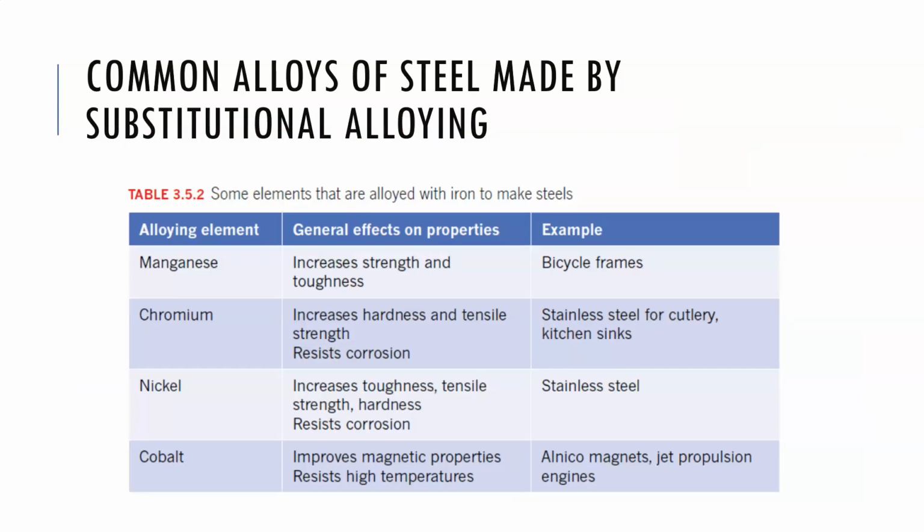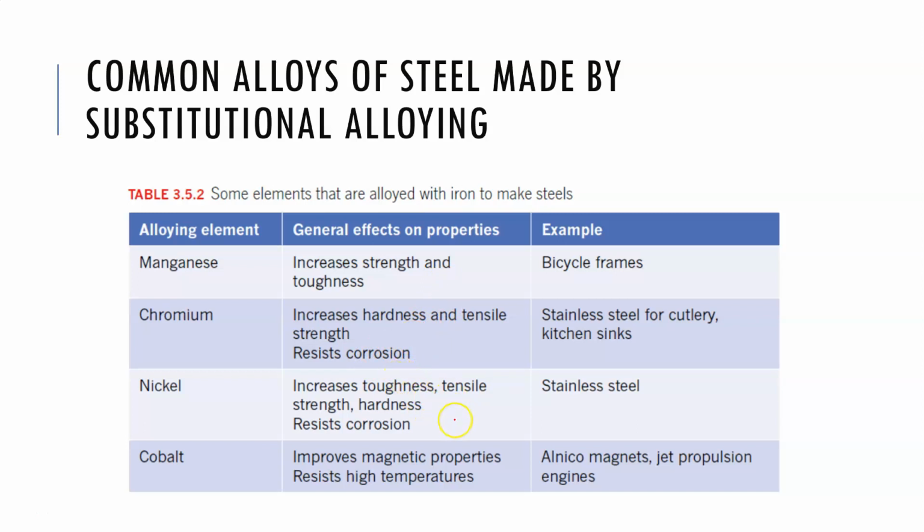Common alloys of steel made by substitutional alloying include manganese, chromium, nickel, and cobalt. Adding manganese increases the strength and the toughness of the iron. Chromium increases the hardness and the tensile strength, and also adds resistance to corrosion, which is why we used to have things like chrome bumpers.